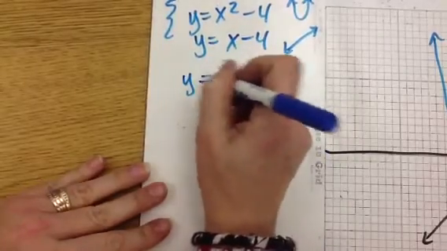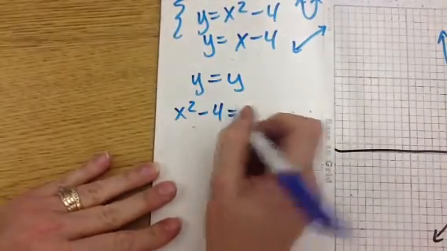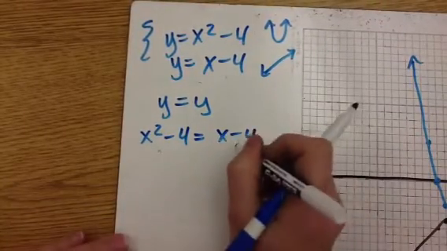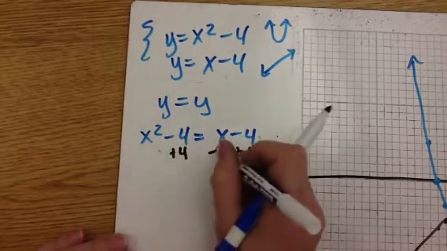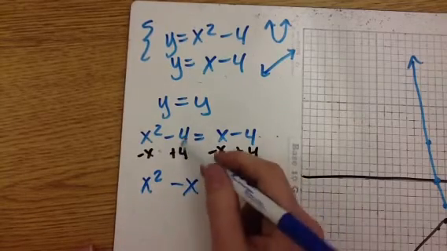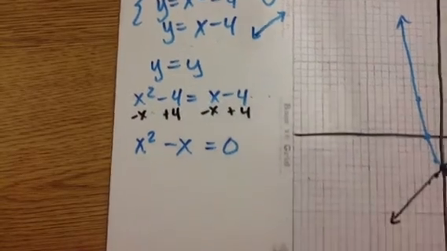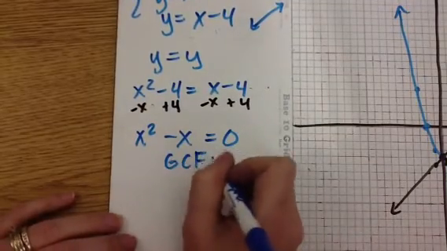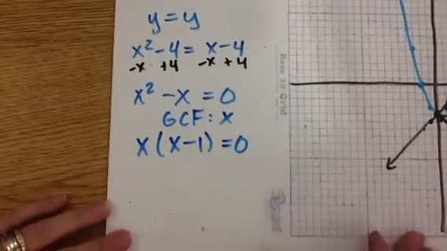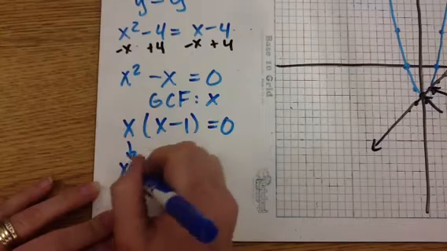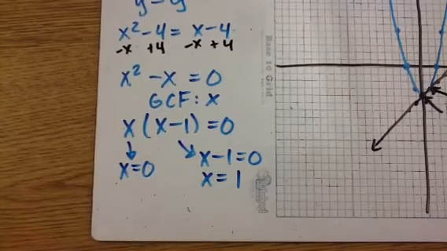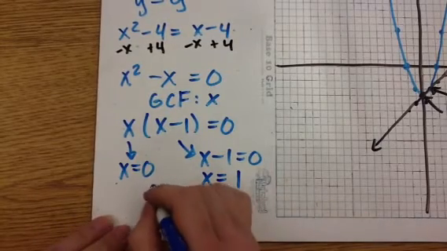Again, we'll set y equal to y, so we have x squared minus 4 from our first equation equals x minus 4 from our second. This is quadratic, so let's move everything to the same side together. So we have x squared minus x, those two terms cancel, equals 0. I can factor this. There's a greatest common factor of x, so that'll be x times x minus 1 equals 0, which allows me to write two equations, x equals 0 and x minus 1 equals 0, which tells me that x equals 1. I need to sub those in.